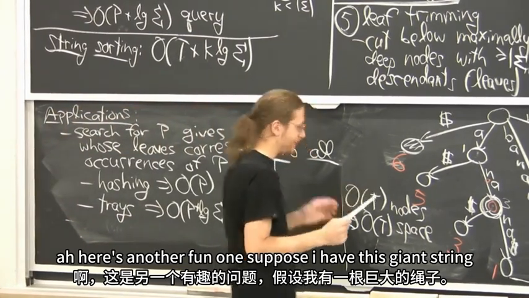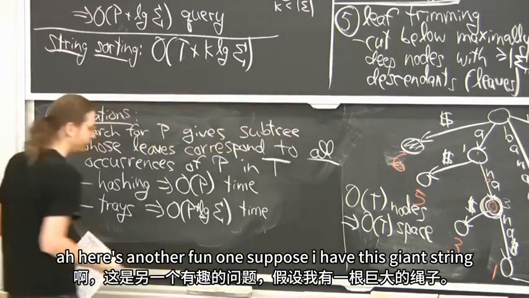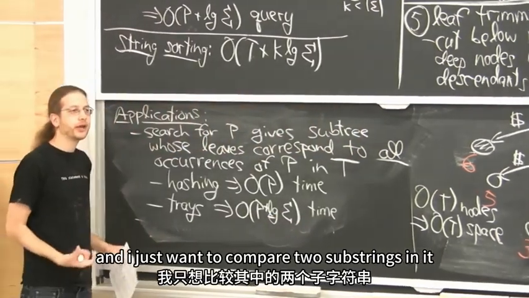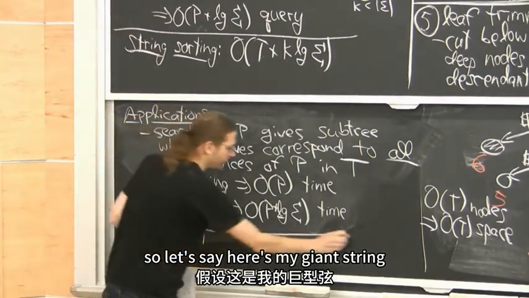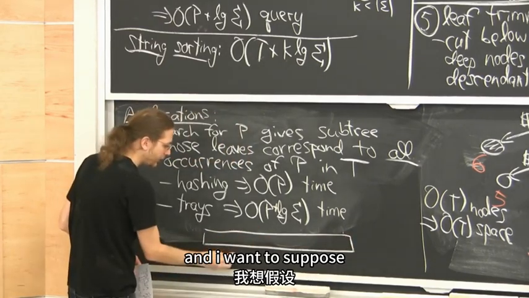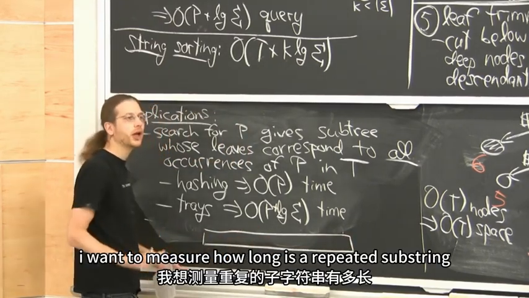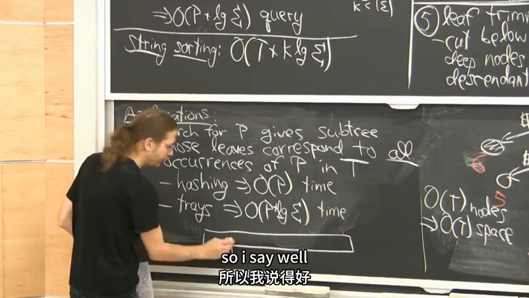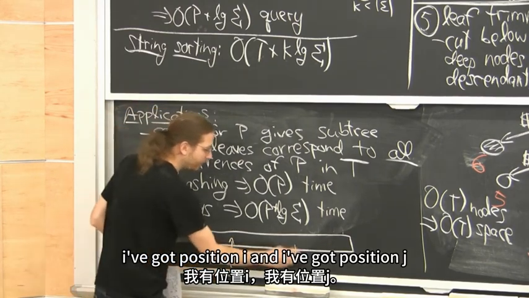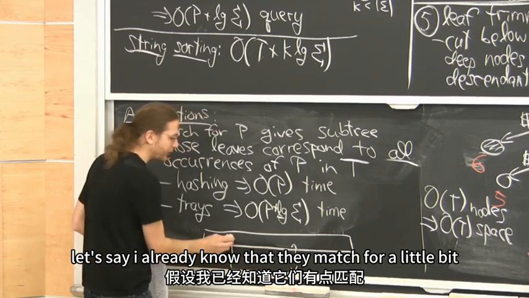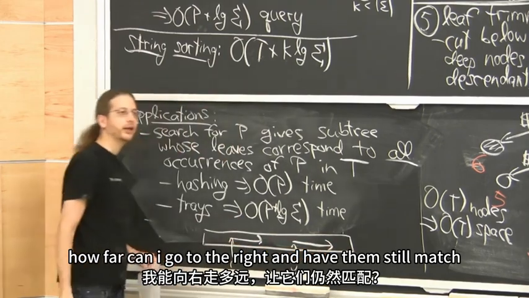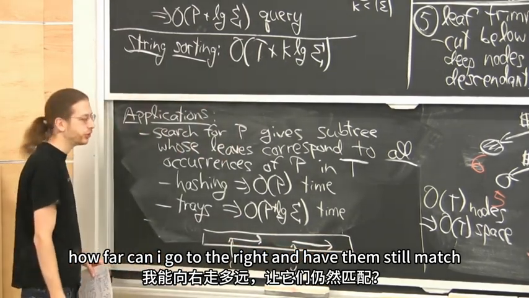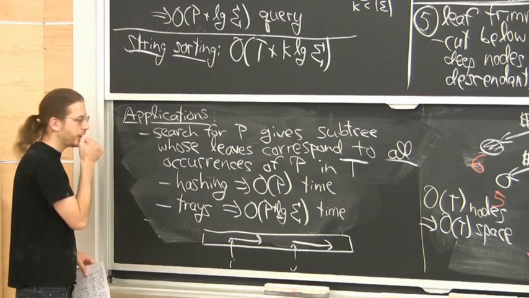Here's another fun one. Suppose I have this giant string, and I just want to compare two substrings in it. So here's my giant string, and suppose I want to measure how long a repeated substring is. So I say, well, I've got position i, and I've got position j. Let's say I already know that they match for a little bit. I want to know how long do they match? How far can I go to the right and have them still match? How could I do that?